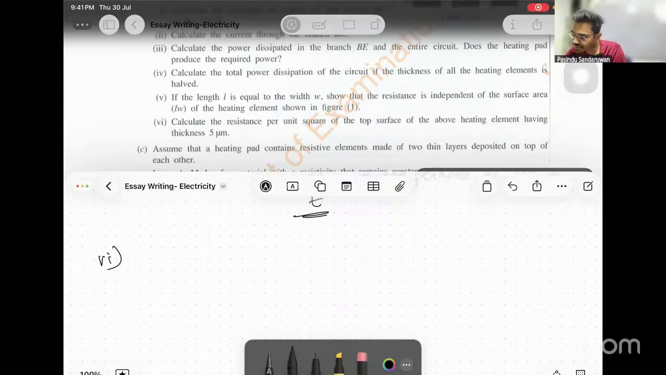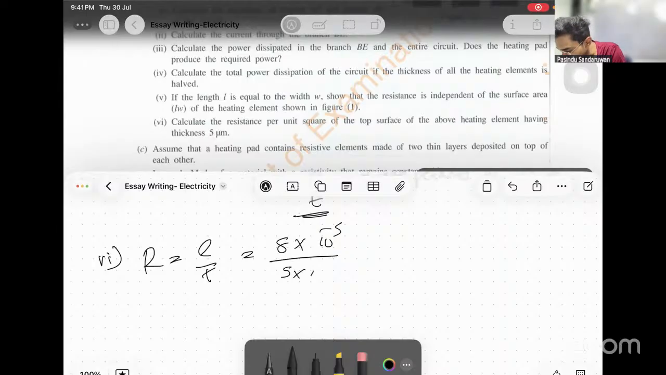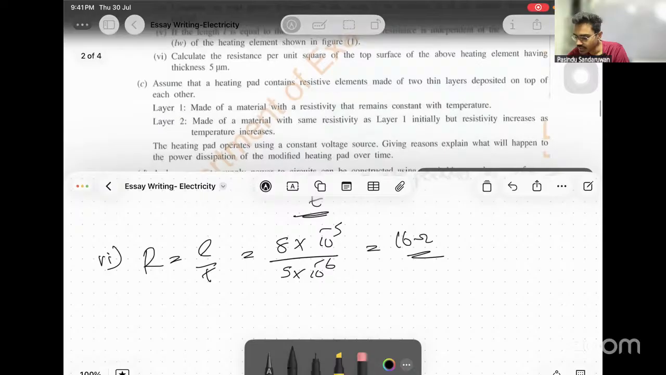Part 6. Calculate the resistance per unit square of the top surface of the above heating element having thickness 5 micrometers. Then R equals rho over T. Rho was given before, 8 times 10 to the minus 5. Our thickness now is 5 micrometers, 10 to the minus 6. Then 16 ohms. That part is done.